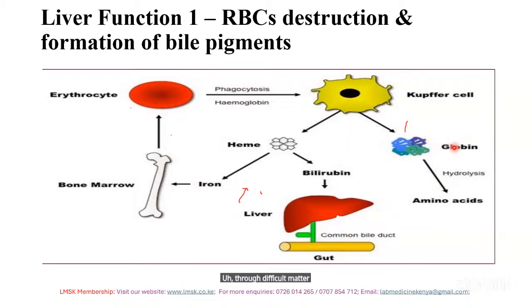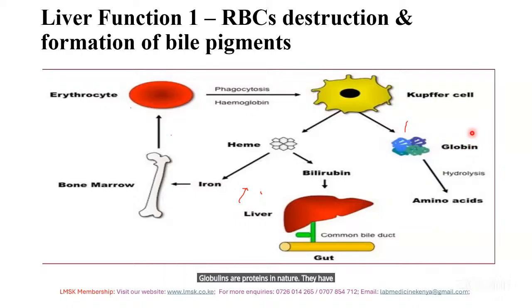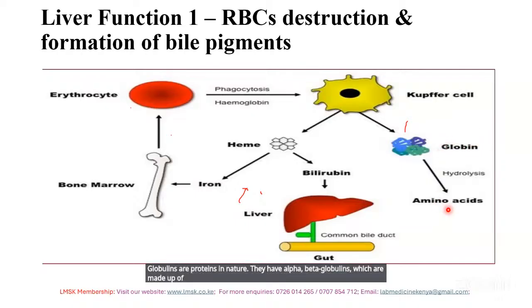Then the globin chains are broken down and they release amino acids because they are proteins. The globulins are proteins in nature. They have alpha, beta globulins, which are made up of amino acids, and they are broken down to release the amino acids that are used in further protein synthesis.